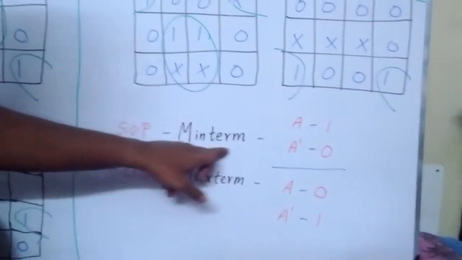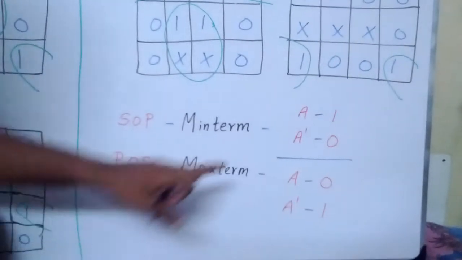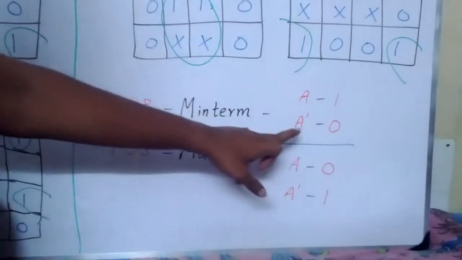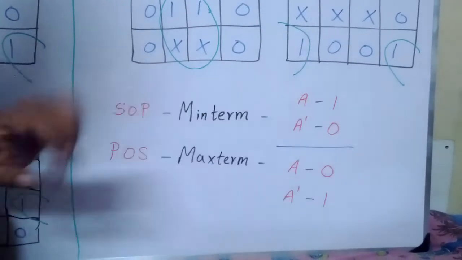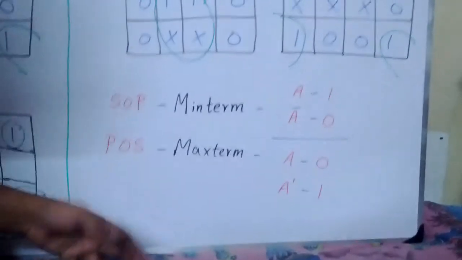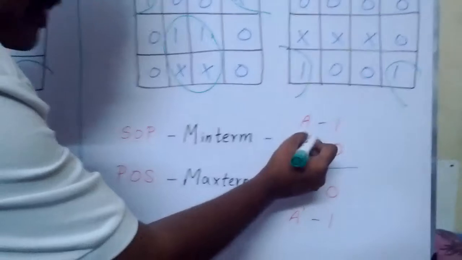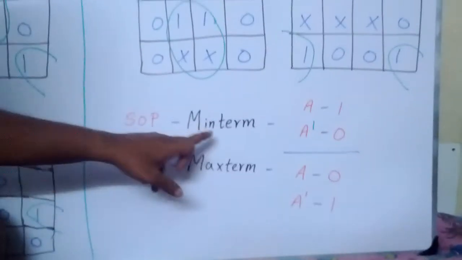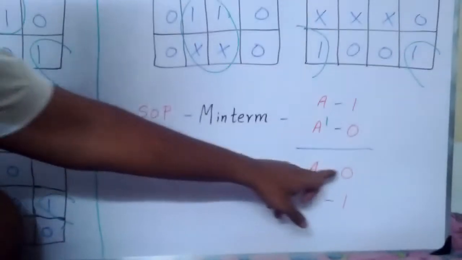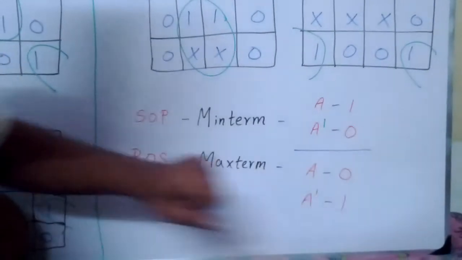Now what is SOP? SOP is nothing but sum of products, where each term is called a min term. There A is 1 and A dash is 0. That is, a variable is treated as 1, and the complement is A dash or A bar. Some students write A bar. Anything is okay, but my usual practice is I'll write A dash. Okay, so this is min term. Next is product of sums, which is called max term. A is treated as 0 and A dash is treated as 1.